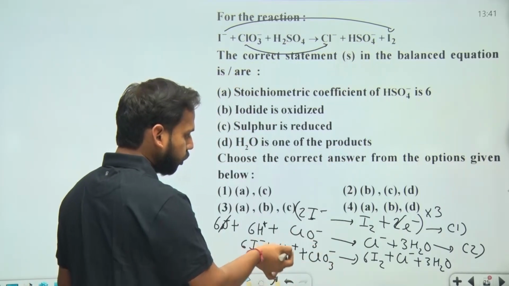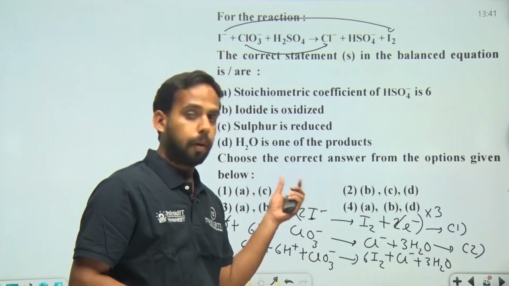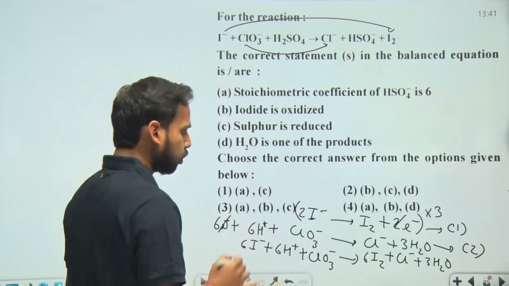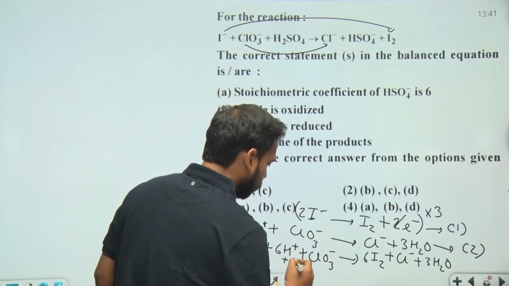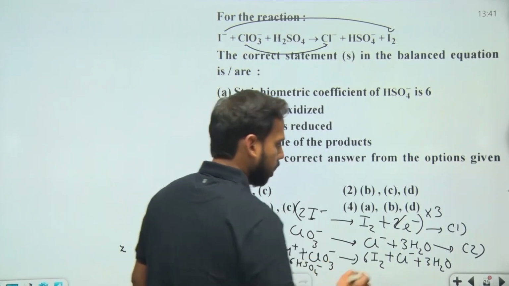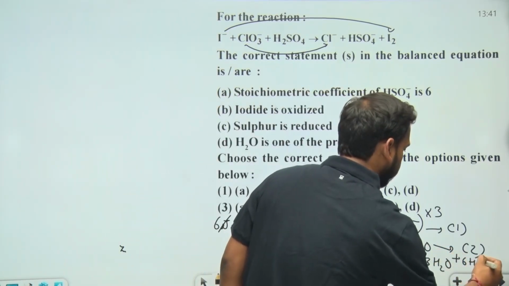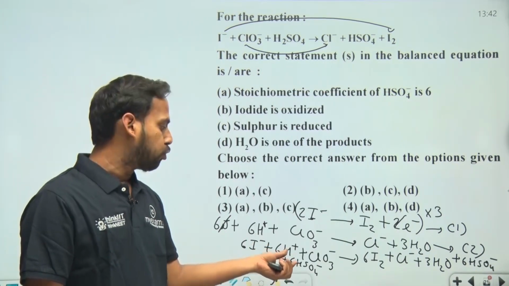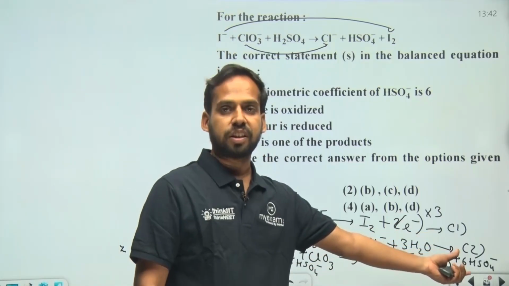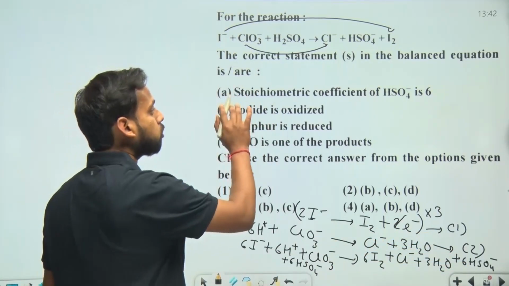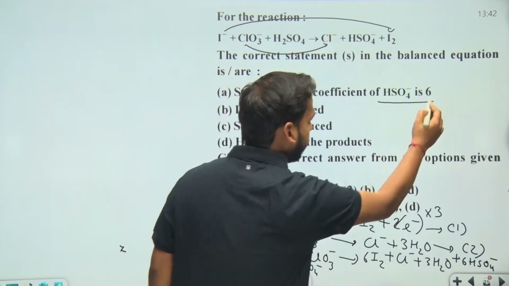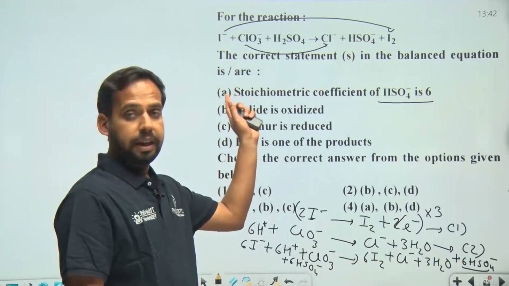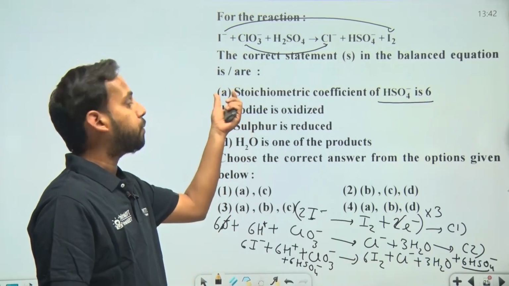So we already have 6H plus. So we will add 6 HSO4 minus on both sides. On both sides, we will add 6 HSO4 minus. And here it is also 6 HSO4 minus. So it will become 6 of H2SO4, and here it is going to be 6 HSO4 minus. So the first option, stoichiometric coefficient of HSO4 minus is 6. Yes, it is 6. So option A is correct.